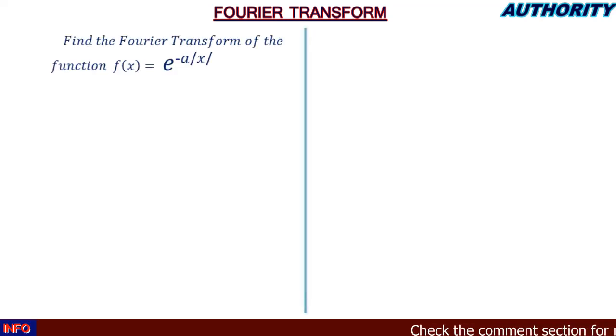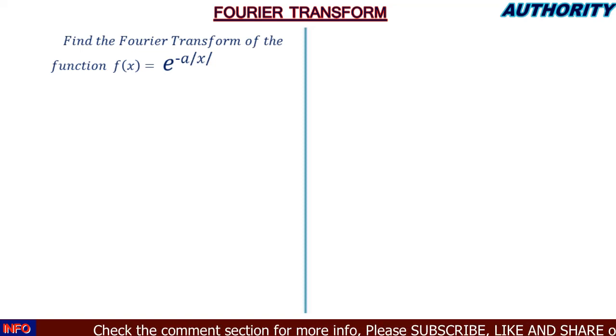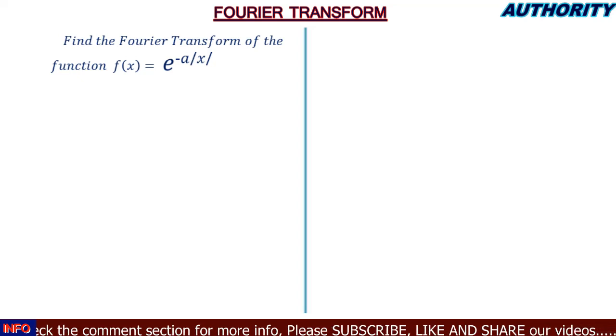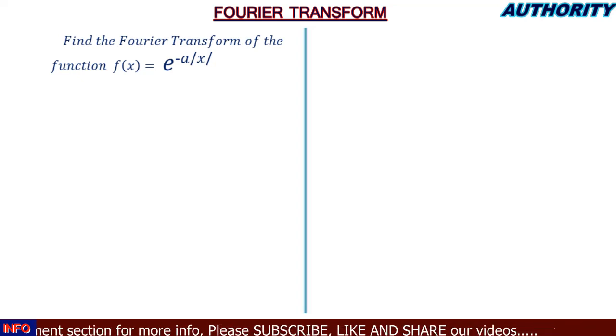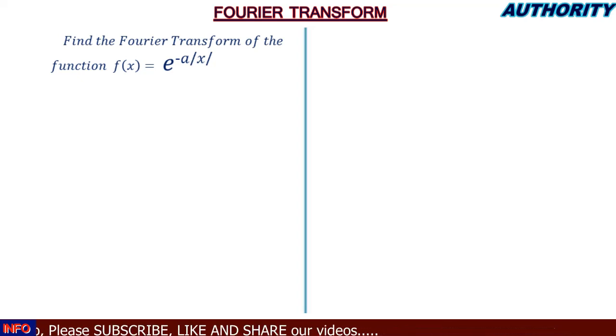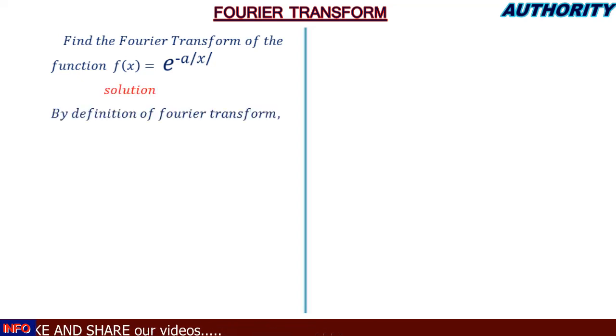Today, let's take a look at Fourier Transform. Under Fourier Transform, let's consider this question. We are asked to find the Fourier Transform of the function f of x is equal to exponential minus a absolute value of x, given that x is greater than minus infinity and less than infinity. Okay, now let's go. Solution.